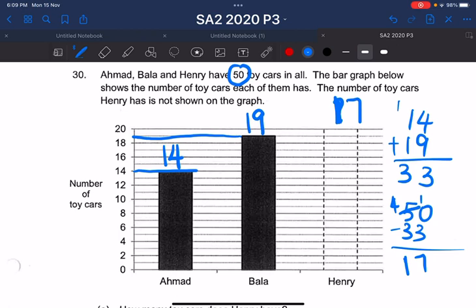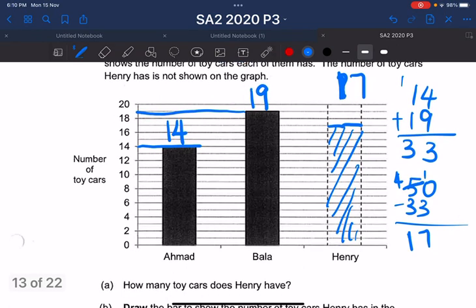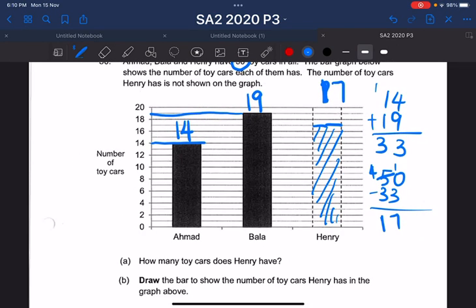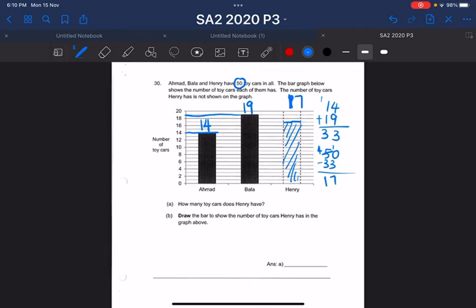Alright, now how do I draw 17? I will draw it between 16 and 18. So this is Henry, 17. Alright, so I found out the answers already for both part A and part B. 17, and also draw in the graph for Henry.